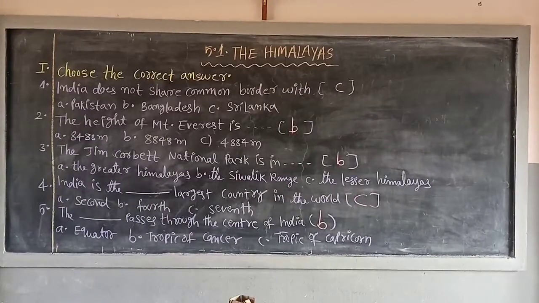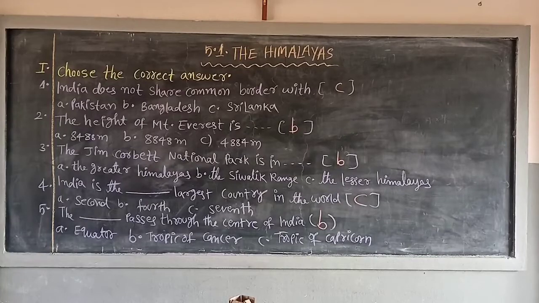B. 8,848 meters. Next, third one. The Jim Corbett National Park is in dash. A. The Greater Himalayas, B. The Shivalik Range, C. The Lesser Himalayas. Answer is B. The Shivalik Range.